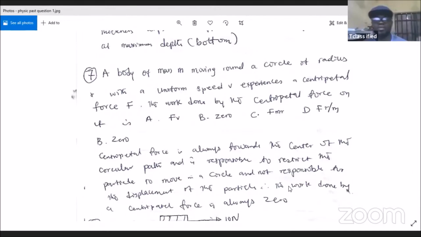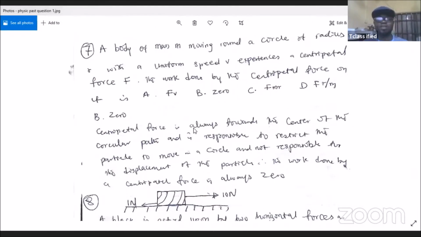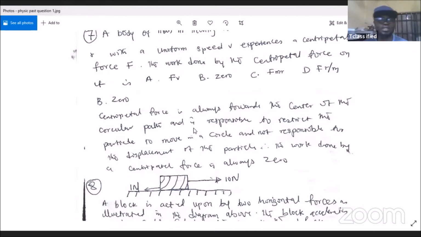A body of mass M moving around a circle of radius r with a uniform speed v experiences a centripetal force F. The work done by the centripetal force on it is zero, isn't it? Okay, so it's zero because centripetal force is always towards the center of the circular path and is responsible for restricting the particle to move in a circle and not responsible for the displacement of the particle. So the work done is always zero.